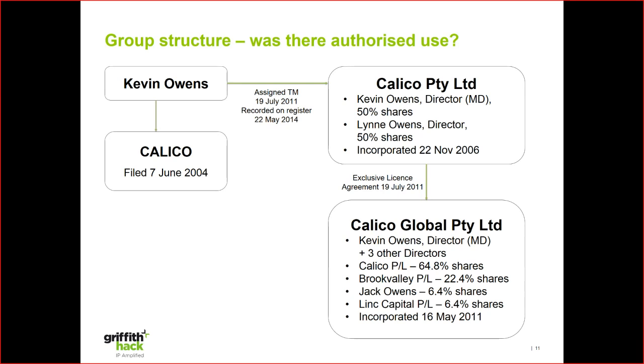So this particular matter involved Kevin Owens, and he applied for the Calico trademark in 2004. That's fairly standard. He was operating as a sole trader at the time. Later, in 2006, he set up the company Calico Pty Ltd, and he owned 50% of it with his wife, and he was joint director with his wife, but he was the managing director. So everything's still fairly ordinary at the moment. That company, Pty Ltd, was then using the Calico trademark.